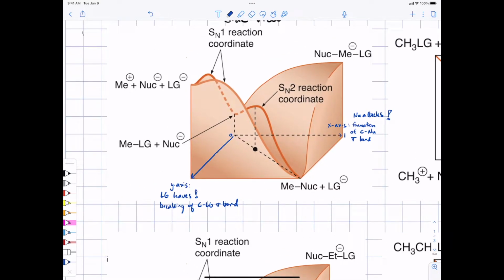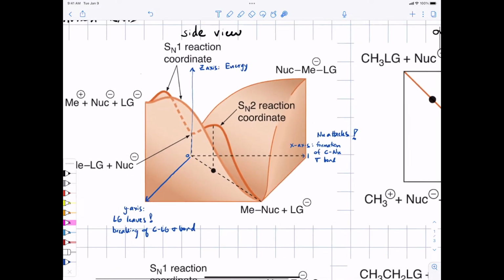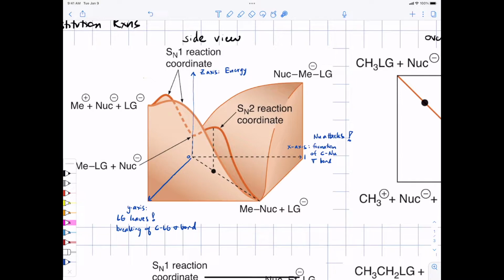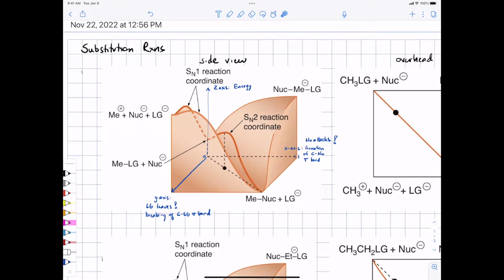And then on the z-axis, which we could represent here, we have energy. Okay? And the orange surface is meant to show the variation in energy as we change the distance between carbon and leaving group, and as we change the difference between nucleophile and carbon. And this is the potential energy landscape for a methyl halide.